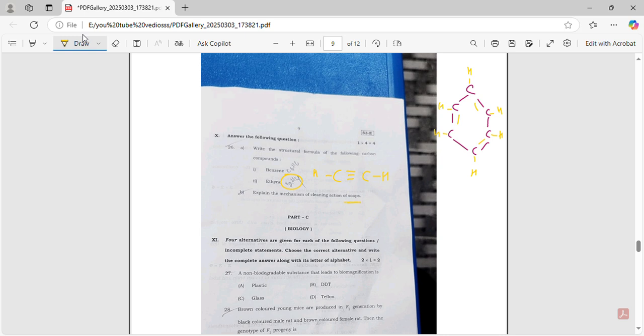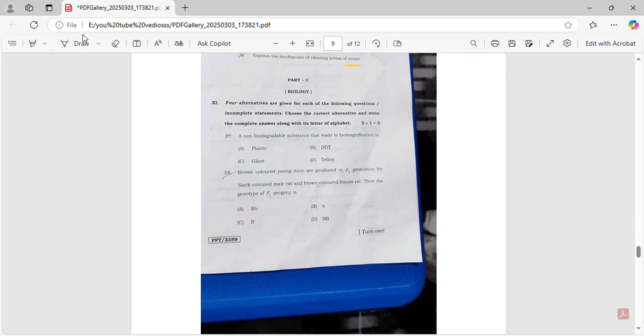There is also, we taught in our revision class. Kindly go through our notes. Micelle formation, you must be knowing. A non-biodegradable substance that leads to biomagnification is DDT. DDT causes biomagnification.